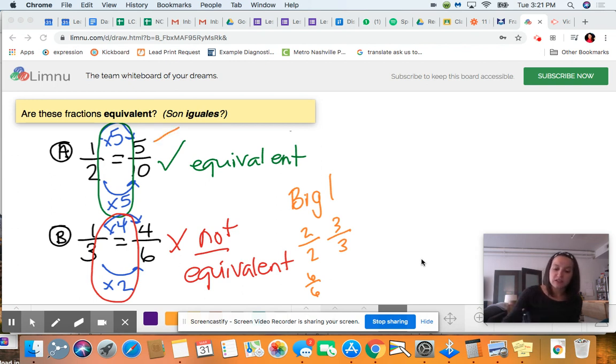In this first example, our big 1 was 5 over 5 because we could multiply both by 5, the numerator and denominator. In this second example, there was no big 1. We were multiplying by 4 over 2, and that is not a giant 1 or a big 1. So that's why those are not equivalent. El primer ejemplo es igual y el segundo ejemplo no es igual.